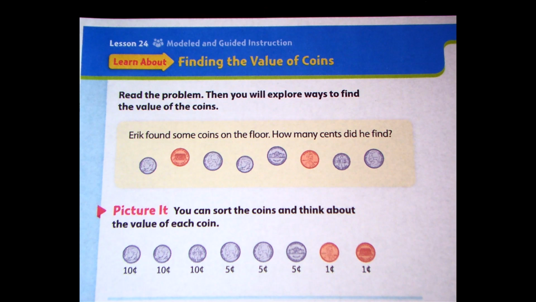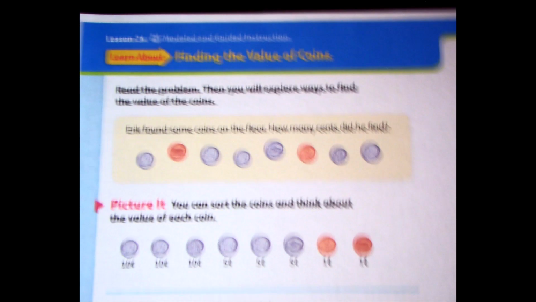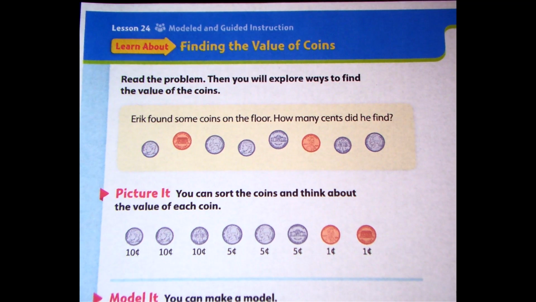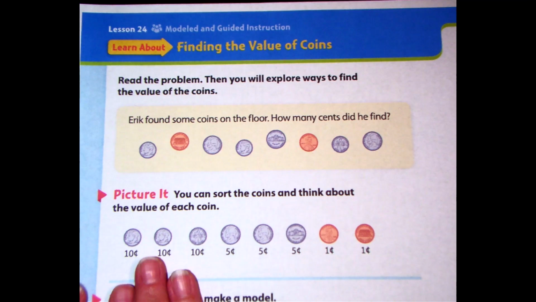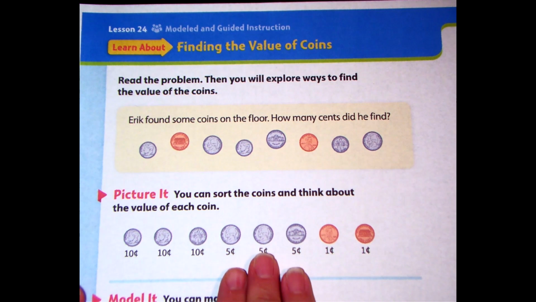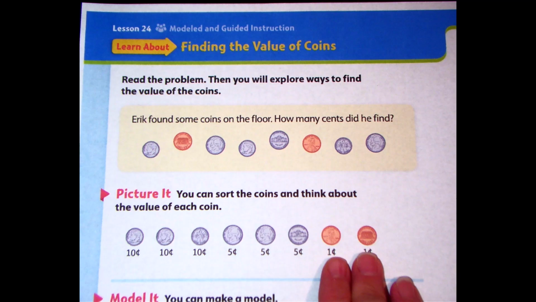Okay, so let's look at the first picture. It says you can sort the coins and think about the value of each coin. So what does the picture show? Right, the picture shows Eric's coins ordered from greatest value to least value. So they put all the dimes together, all the nickels together, and then the 2 pennies together.